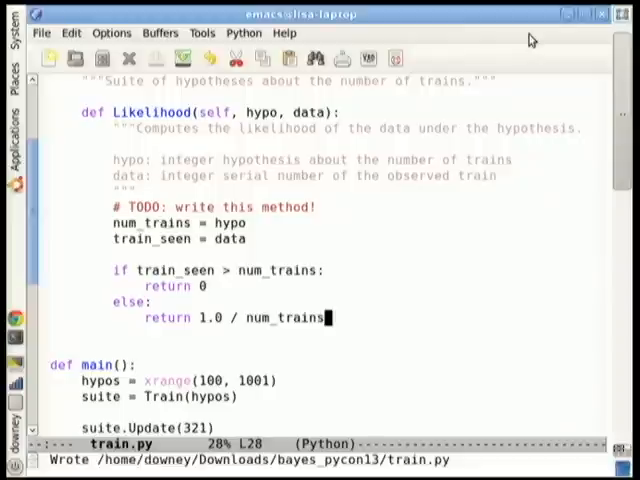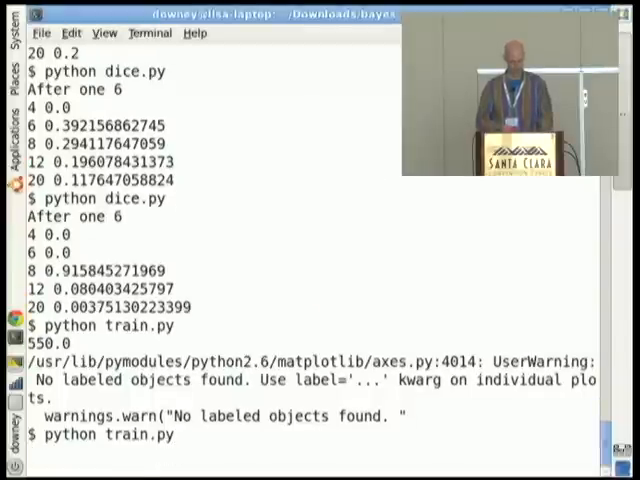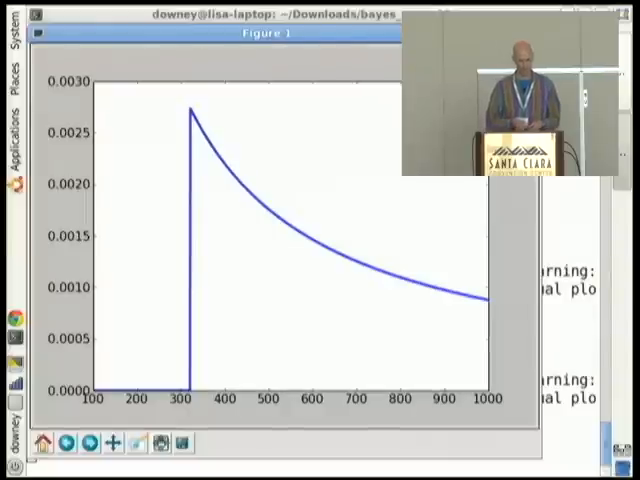At this point, there should be a certain amount of outrage as you realize that, in fact, the train problem is exactly the same as the dice problem. So let's see what that posterior looks like. The people who were drawing swoopy curves in the back row were right. Good job, swoopy curve in the back row.